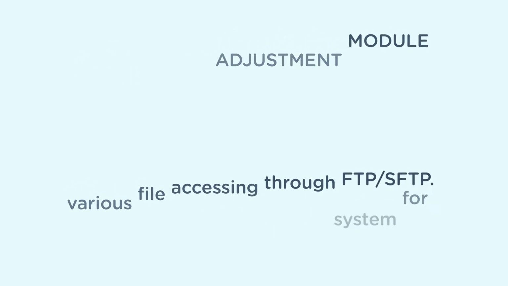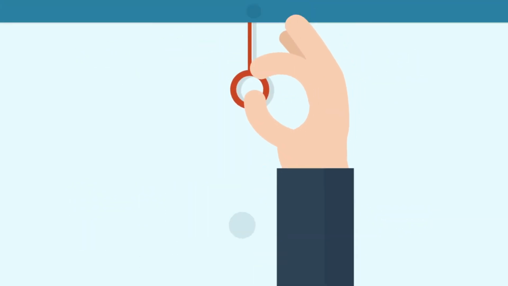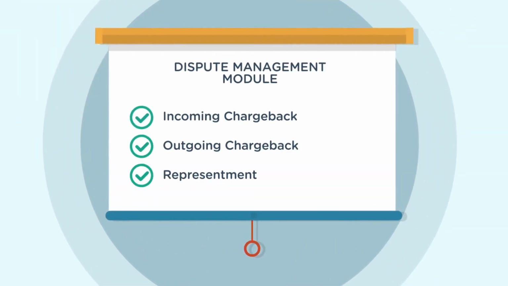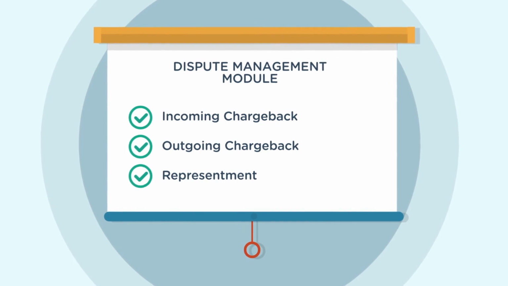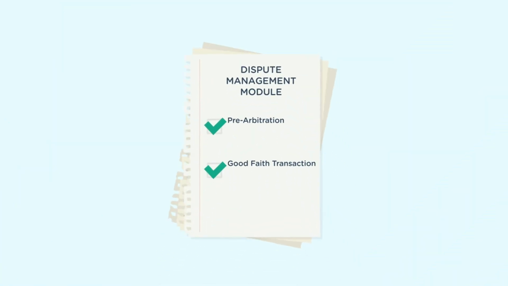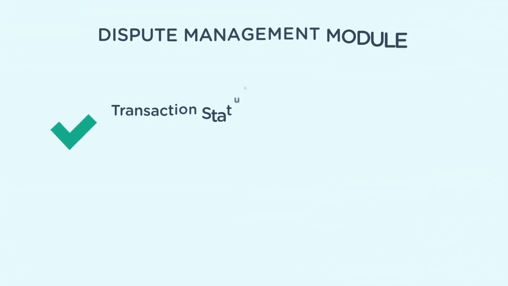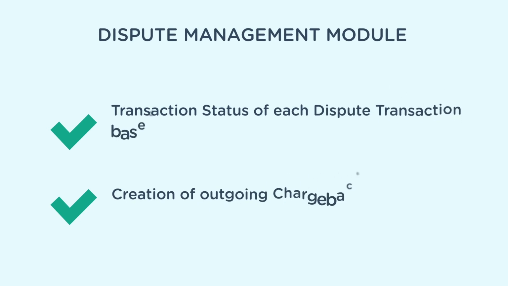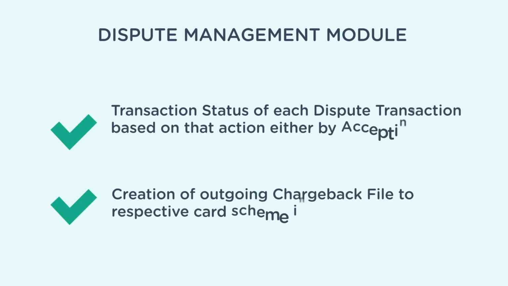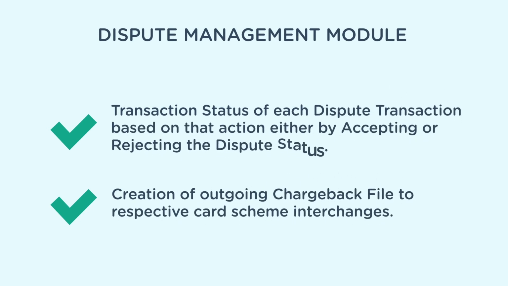Now let's see about dispute management module. This module covers incoming chargeback, outgoing chargeback, representment, pre-arbitration and good faith transaction. And we can find the transaction status of each dispute transaction, based on that action can be performed either by accepting or rejecting the dispute status. Creation of outgoing chargeback file to respective card scheme interchanges.